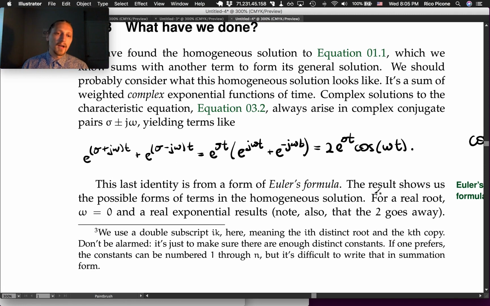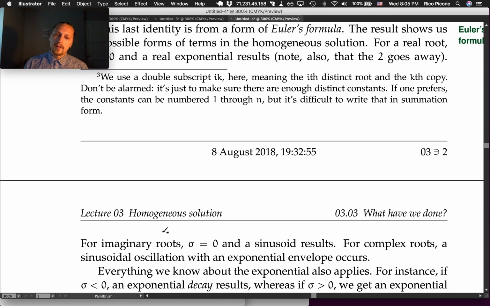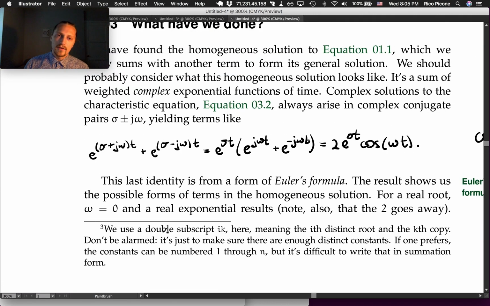So this result shows us the possible forms of terms in the homogeneous solution. For a real root, so when omega equals 0, a real exponential results. Omega being 0, cosine of 0 is 1, so we just have this exponential. Actually, the 2 goes away because this was assuming we had a complex conjugate pair, so we wouldn't have a pair in that case, right? For imaginary roots, sigma equals 0, and a sinusoid results. So for sigma equals 0, e to the 0 is just 1, and we just have a sinusoid. Okay?